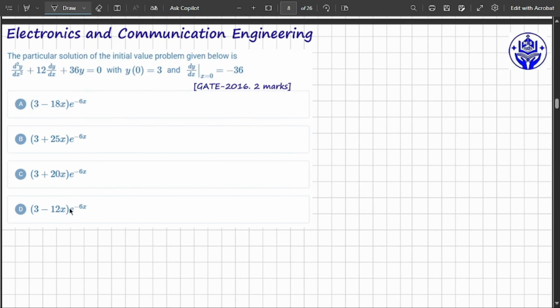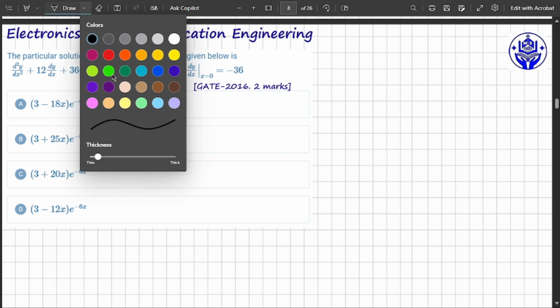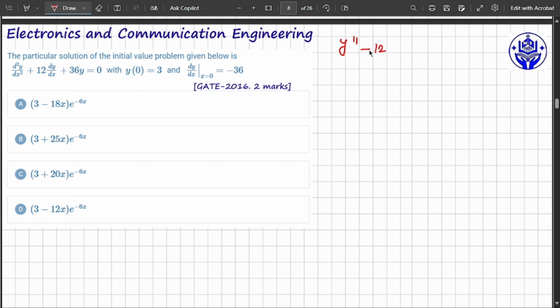Next we have a differential equation and we need the particular solution with the initial value problem given below. A particular solution in the case of a homogeneous differential equation: we have y double dash plus 12 y dash plus 36 y equals 0. The solution of this differential equation is the complementary function only. We'll find m square plus 12m plus 36 equals 0. This is the quadratic equation. Now what are the roots for this differential equation?